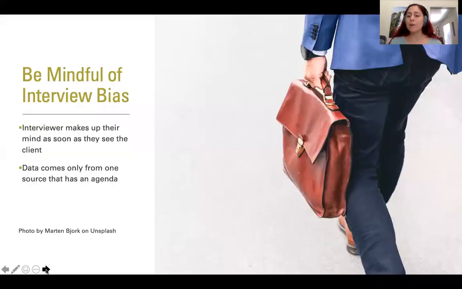Okay, I've already mentioned this very briefly, but be mindful of interview bias. So we make judgments, we are human, and when the client enters your office, you are likely already making judgments or assumptions about them. You want to keep those in check and make sure that you don't let them lead the interview. You want to be open, use open questions, check your values, check your biases, and make sure that the client doesn't feel judged by you, okay?